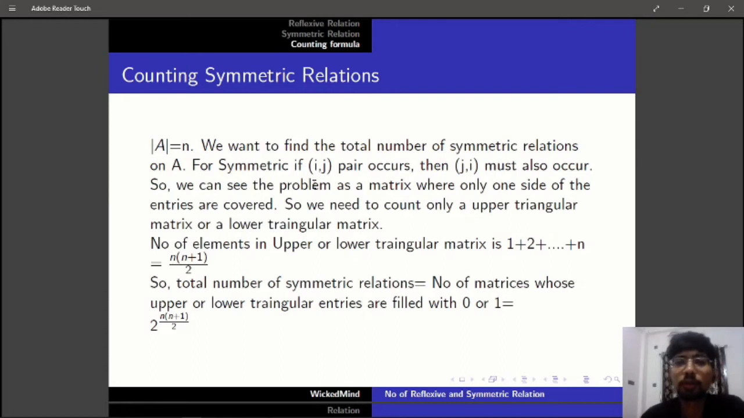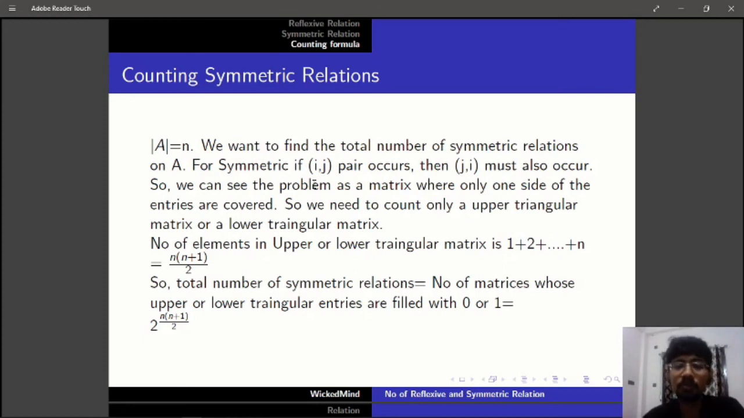So the total number of entries in an upper or lower triangular matrix will be, I'll count the elements of the lower triangular matrix. Considering from the diagonal elements, there are a total of n diagonal elements, then n minus 1 and so on till up to 1. So it will be 1 plus 2 plus dot dot dot n. It is an arithmetic progression. Then the sum will be the total number of terms divided by 2 into first term plus last term, that is n into n plus 1 by 2.